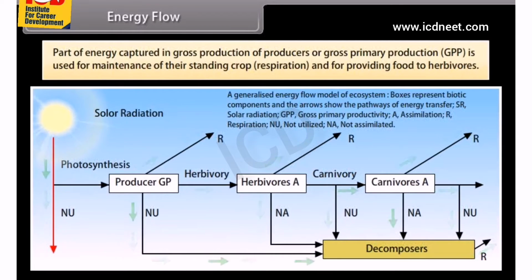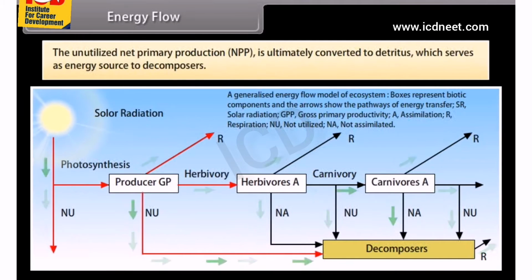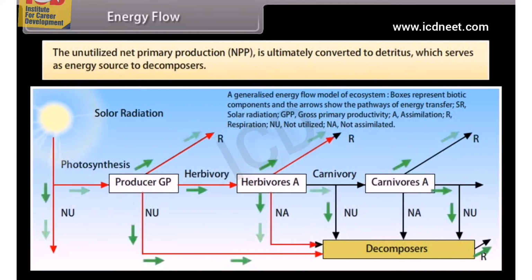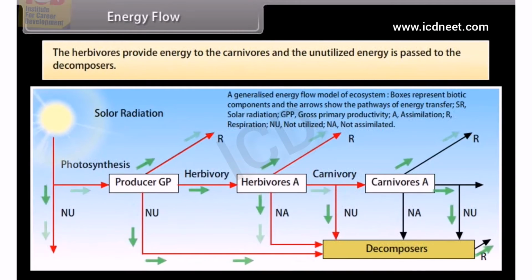Part of the energy captured in gross production of producers, or gross primary production (GPP), is used for maintenance of their standing crop, respiration, and for providing food to herbivores. The unutilized net primary production (NPP) is ultimately converted to detritus, which serves as energy source to decomposers. The herbivores provide energy to the carnivores, and the unutilized energy is passed to the decomposers.